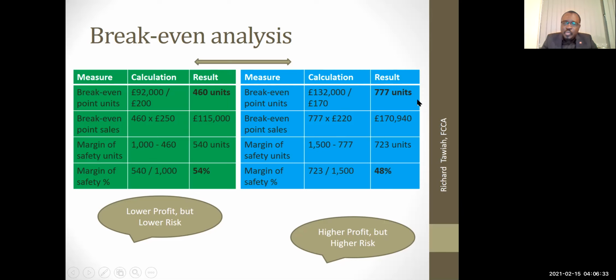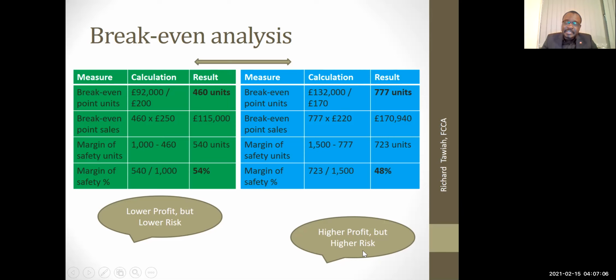Find our margin of safety. We subtract what we are supposed to sell to break even from the 1,500. We get 723 extra units, compared to 540 units here. Expressing this 723 as a percentage of the total units we expect to sell, the margin of safety percentage is 48. Which one would you like? This is giving us 54%, this is giving us 48%. So even though the proposal is giving us a higher profit, there's a higher risk.